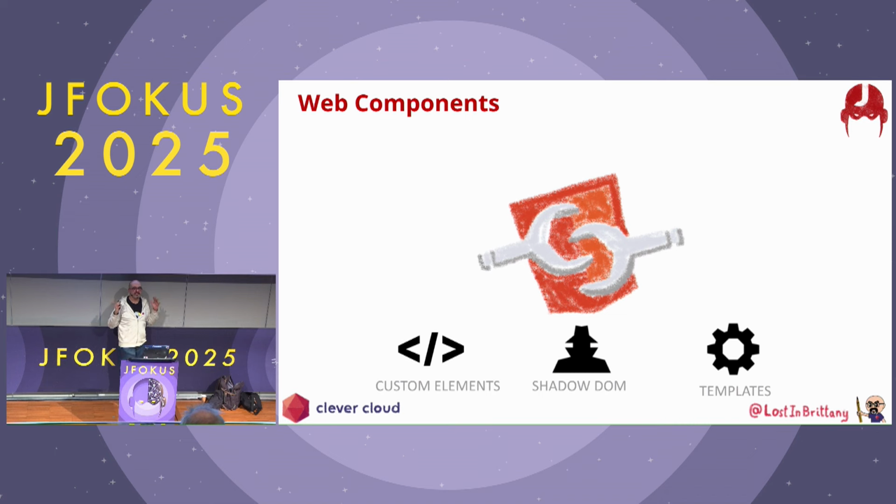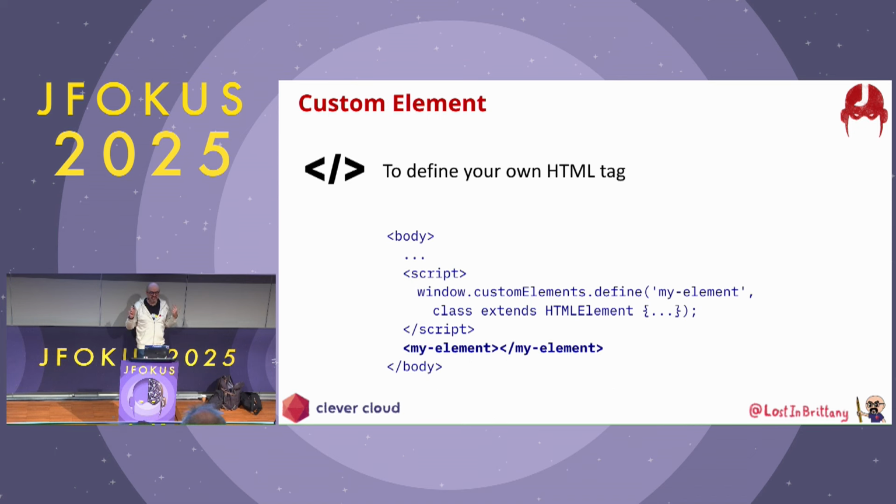There are 3 pillars in the standard: custom elements, shadow DOM, and templates. I am not going to go into all the details. The custom elements is the part that allows you to define your own tag. You are using the custom elements API to define a new tag, my-element, and associate an HTML element with the behavior and the look. So after declaring that, you can use your tag, and the browser is going to show the look and the behavior you have defined there.